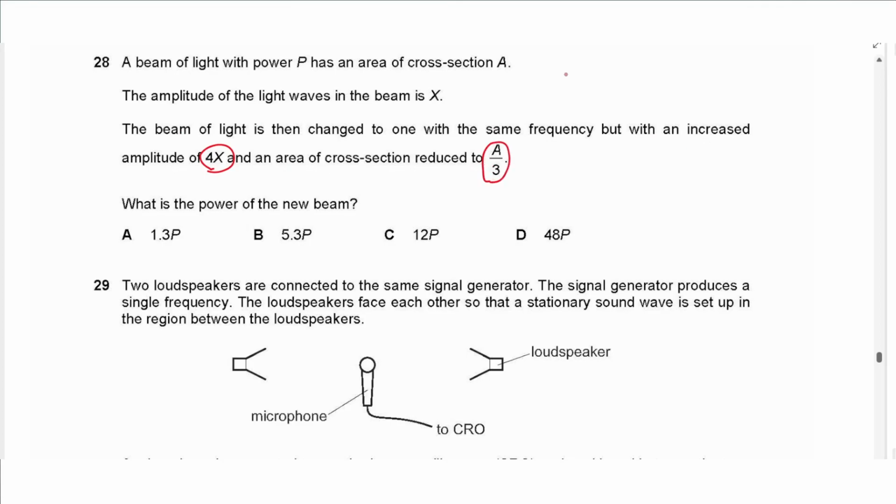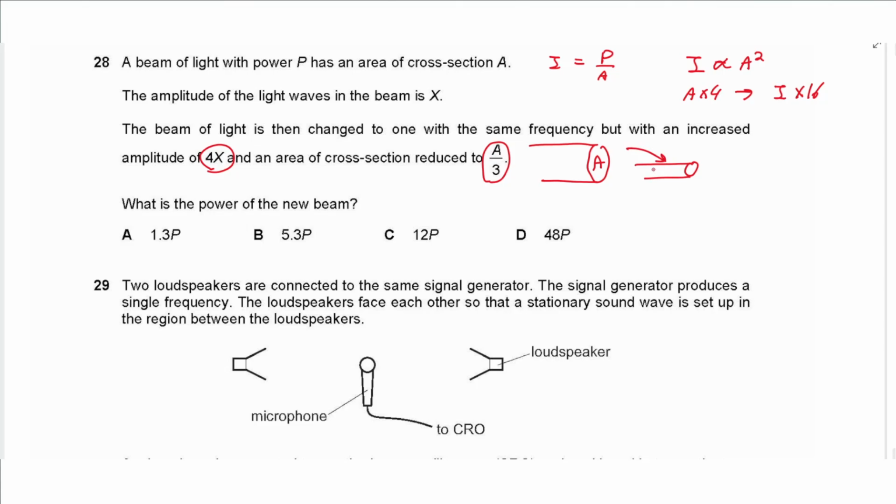So we have first the relationship between intensity and power. Intensity is equal to power divided by area. Also we have a relation that says that intensity is proportional to amplitude squared. So if the amplitude is multiplied by 4, that means that the intensity is multiplied by 4 squared, so multiplied by 16. And here we do not use the equation for the intensity with area because it says that the initial beam was with a larger area and the new beam will have a smaller area, which means we decreased the power or decreased the amount of light.